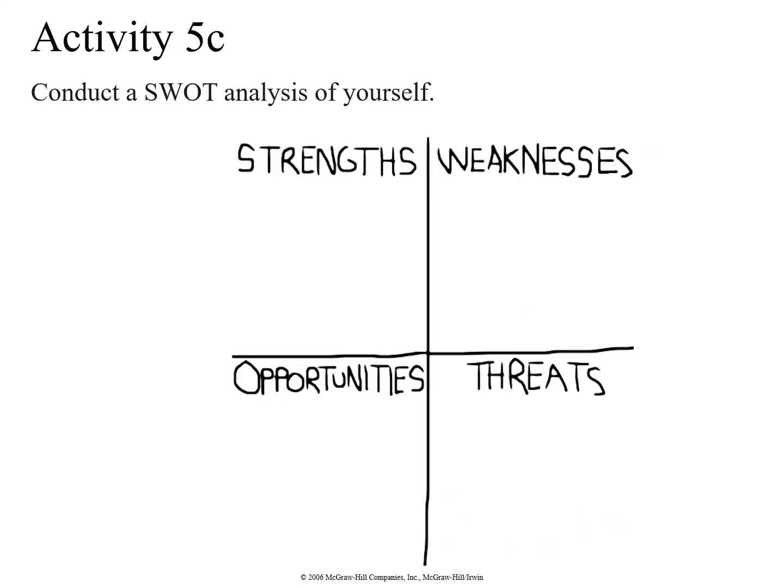Here we have, it's time for our activity 5C, which is the last part of activity number 5. Again, activity number 5 has 3 parts. Unless you finish all those 3 parts, your activity is not going to be finished. What you're going to do is conduct a SWOT analysis of yourself, thinking of you as a product which is going to go in the job market very soon.